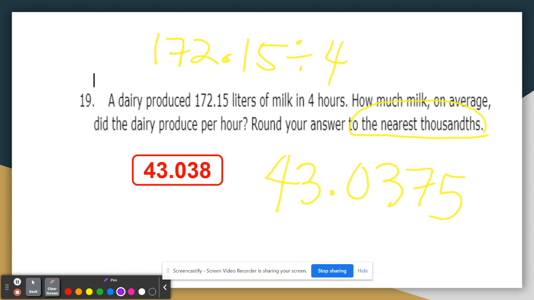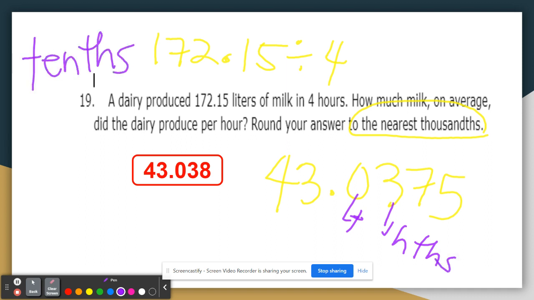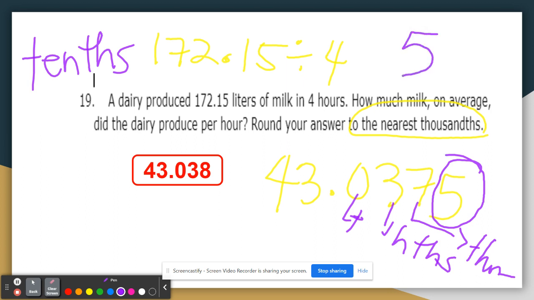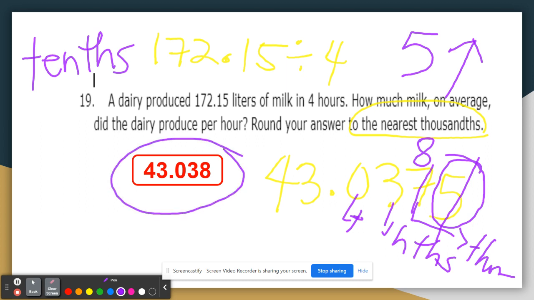So let's review. This is tenths, right? This is hundredths. Remember, tenths, hundredths, thousandths. So it says we need to round it off to the nearest thousandth. Therefore, we need to get rid of this place value, which is ten-thousandths. So, I am number 5. Do I stay in the ground or up in the wind? Very good. Up in the wind. Therefore, I become 0 and I'm going to make it 8 by adding 1. That's why this is our answer.